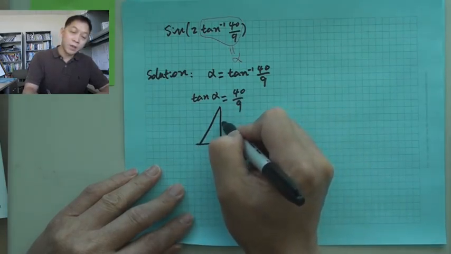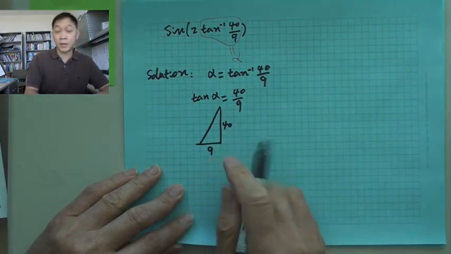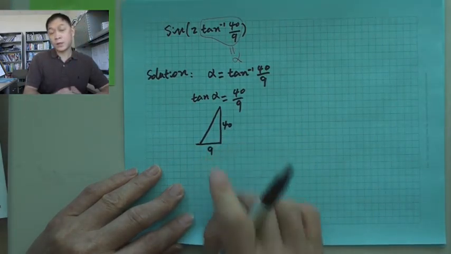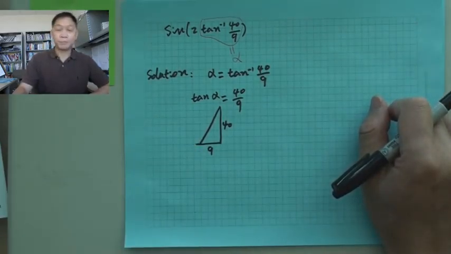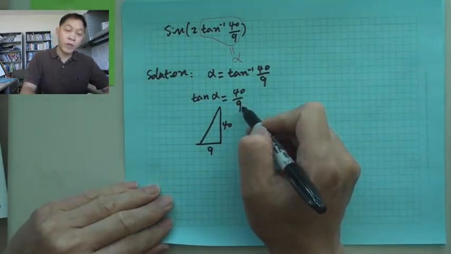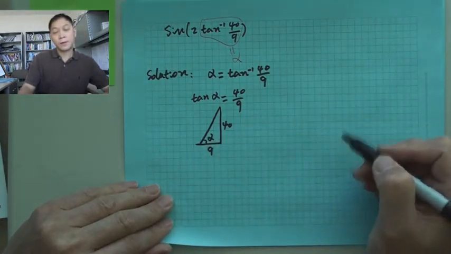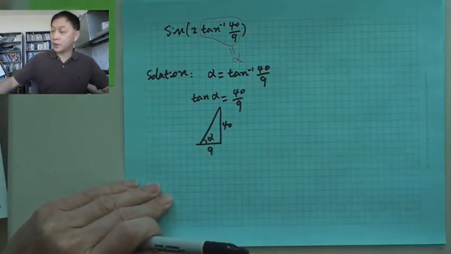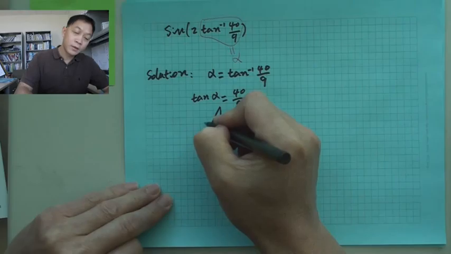You see, 40 is very long, 9 is shorter, actually 9 even shorter than this. This just gives you roughly the idea. Okay, opposite side over adjacent is tangent alpha. Then what is this side? How long is this side? Hypotenuse.